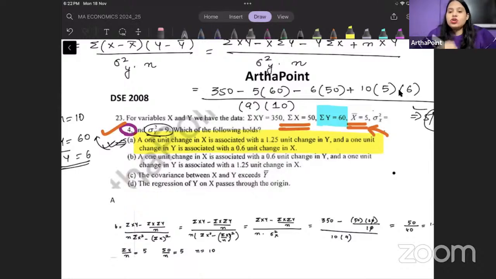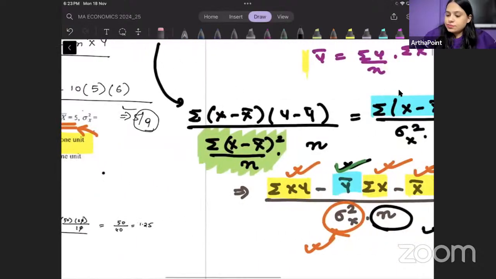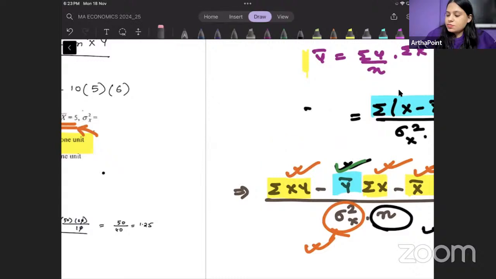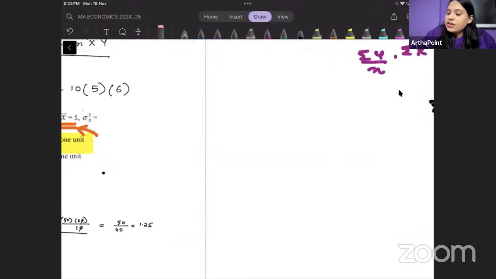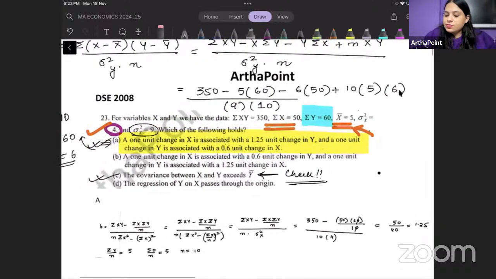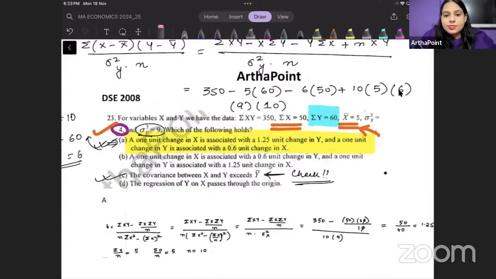But I will not stop here. Please tell me what will be the covariance between x and y. Please check this. Quickly do this. Find the covariance between x and y. It will be very easy. Quickly do this. Find covariance between x and y. What will you get?